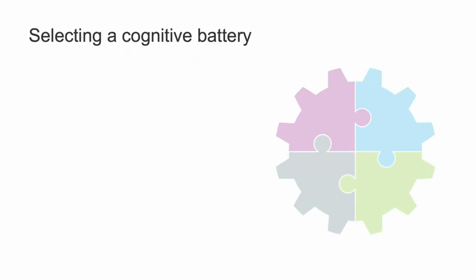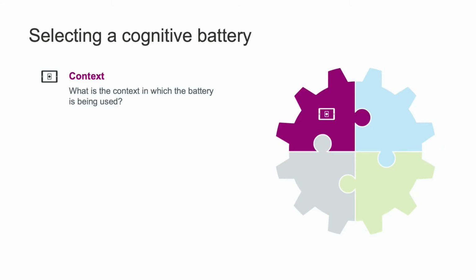So to begin with, let's have a talk about some of the ins and outs of selecting a cognitive test battery and what are some of the important considerations that we need to think about. One of these is the context. So what is the context in terms of how the battery is going to be used? Is it going to be used in a study where there are multiple assessments within a brief time period, or are the assessments more spread out?